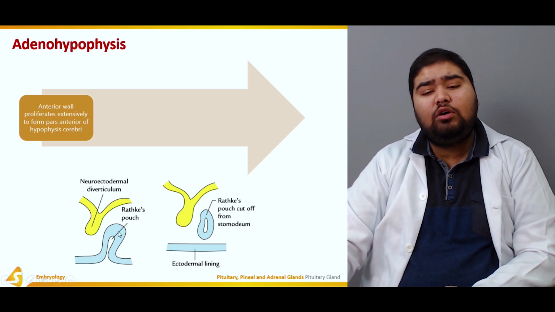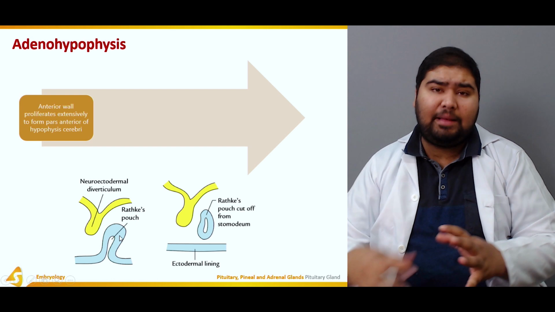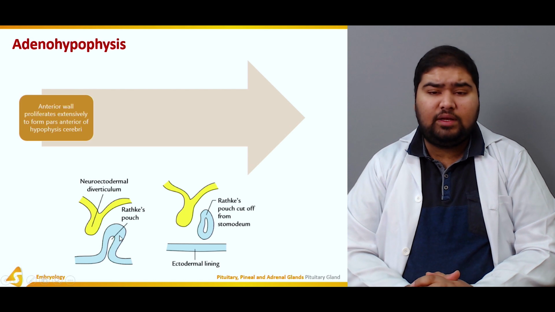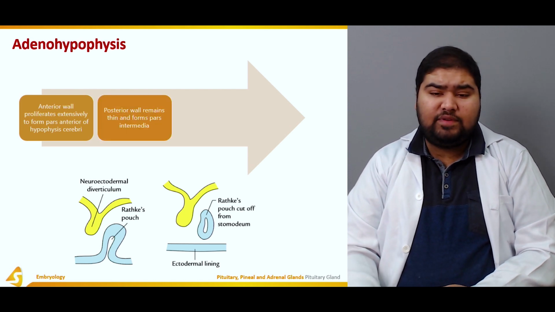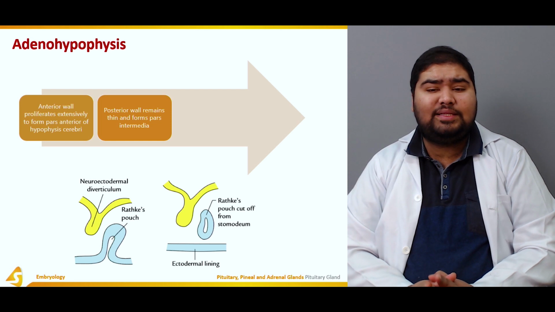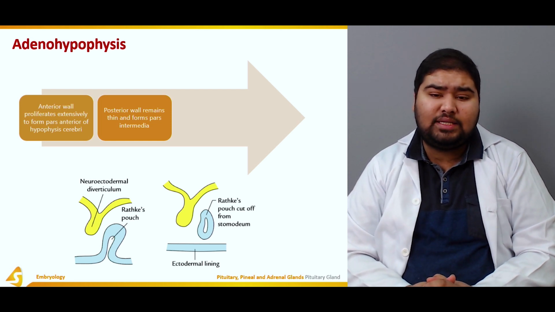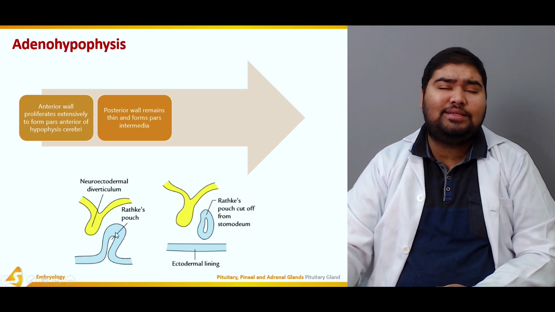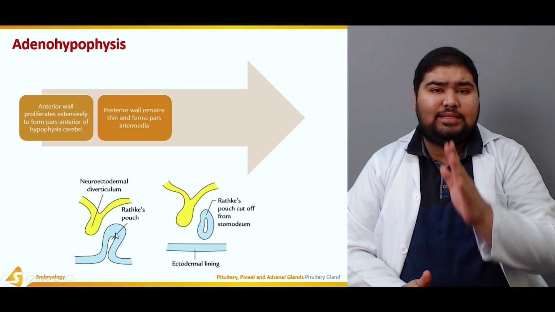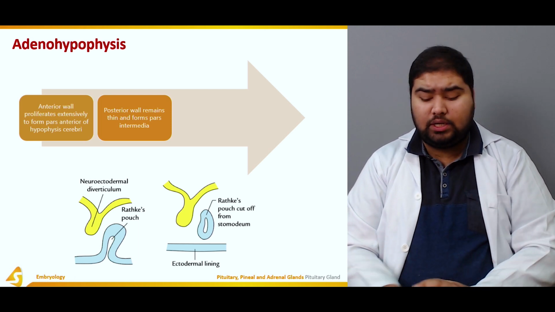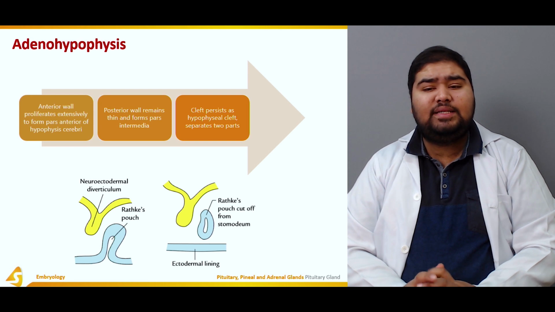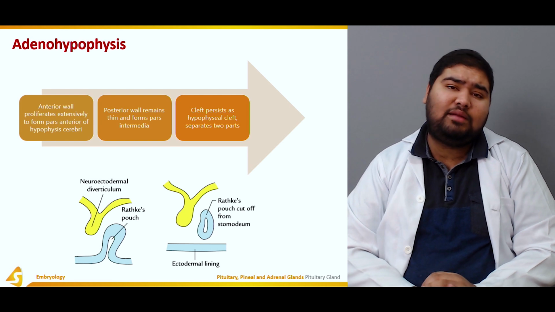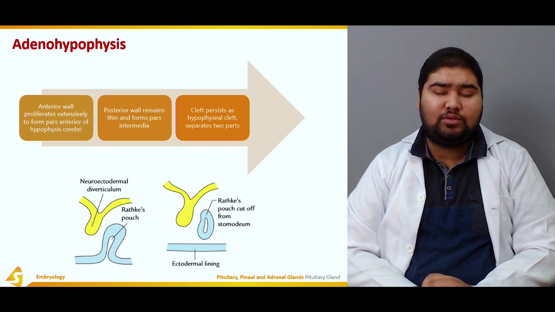So the anterior wall of the Rathke's pouch undergoes rapid proliferation. It forms the pars anterior or the anterior lobe of the pituitary gland or the hypophysis cerebri. The posterior wall remains thin and it forms the pars intermedia, that is the separation between the anterior and the posterior lobes. Now the cleft persists as the hypophyseal cleft and it separates the two parts. So this cleft can be seen in the adult pituitary gland as well.